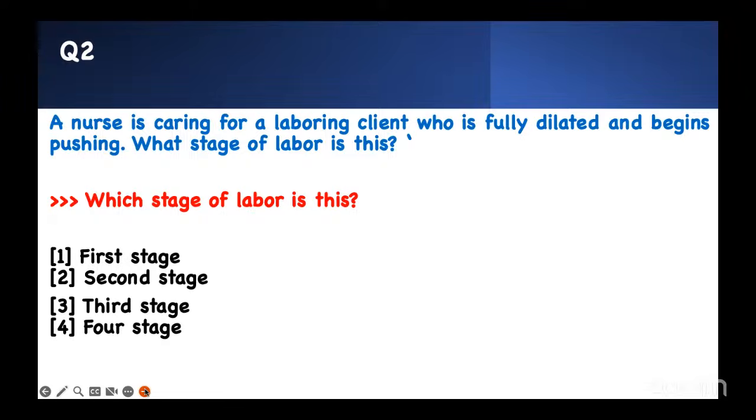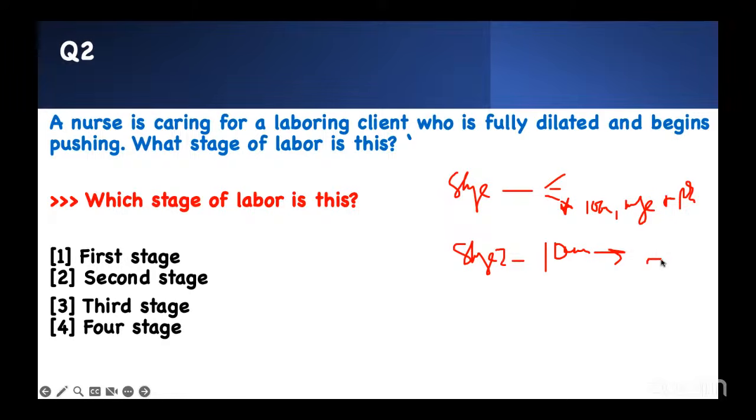A nurse is caring for a laboring client who is fully dilated and begins pushing. What stage? So this is a test-taking strategy. I just told you, stage 1 has 3 phases. And at the last phase, which is the transition zone, you are almost at 10 centimeters, and you have the urge to push. They won't push. It's during stage 2, when they have to be fully dilated.